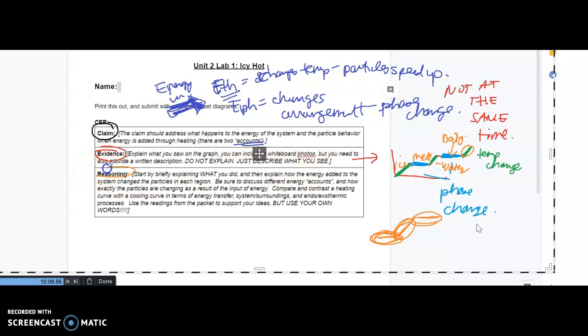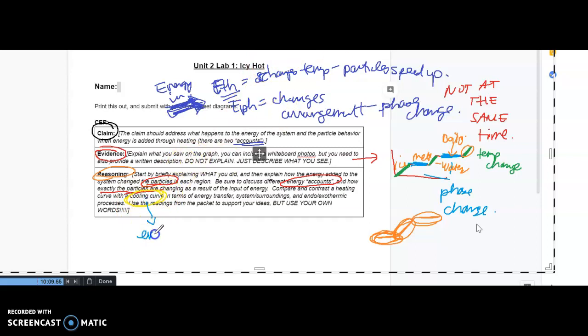All right, and then for reasoning, this is where I need you to be able to explain it. I want you to be talking about what's happening to the particles. They're either speeding up or they're changing arrangement. I want you to make sure you talk about thermal and phase energy, and exactly how they're changing. They're either changing arrangement or they're changing speed, okay? Then I want you to talk about the heating curve versus the cooling curve. What's different in the cooling curve than in the heating curve?